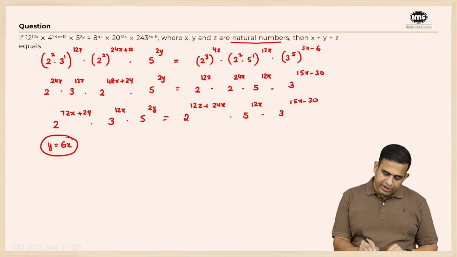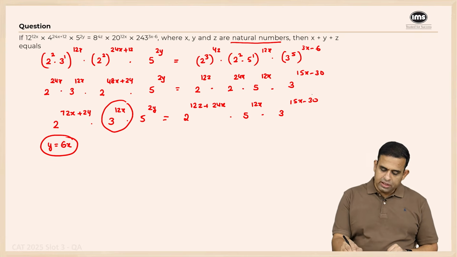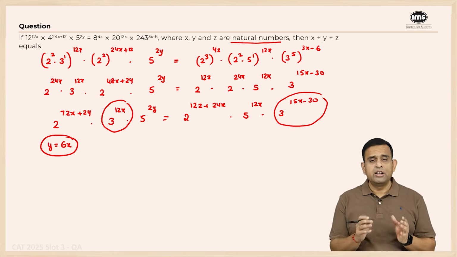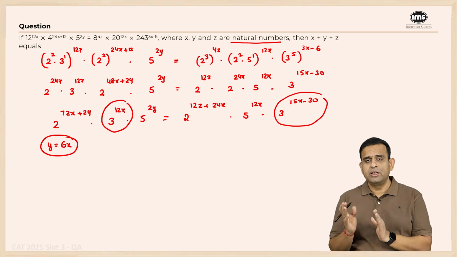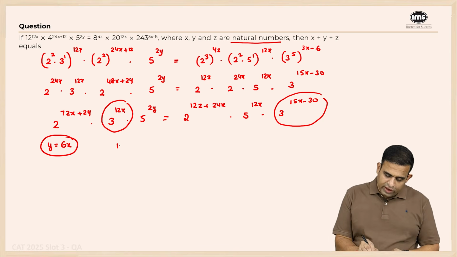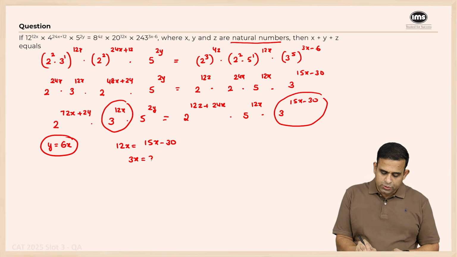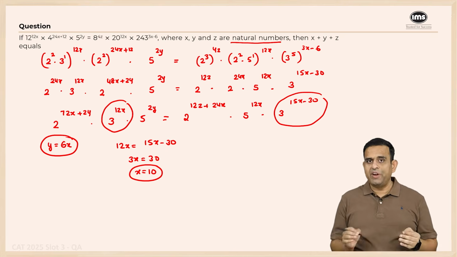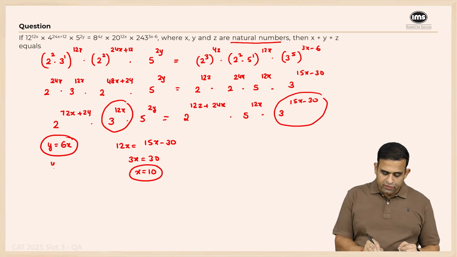Then if I compare the powers of 3, it contains only terms in x, so I can find the value of x uniquely. So I can say 12x should be equal to 15x minus 30. This will give you 3x equals 30, so x becomes 10. So we found x equals 10, and y becomes 60.